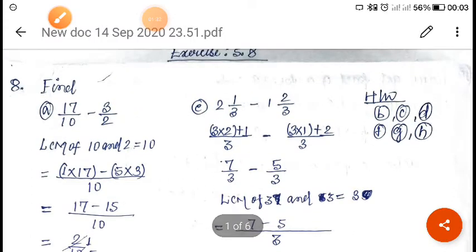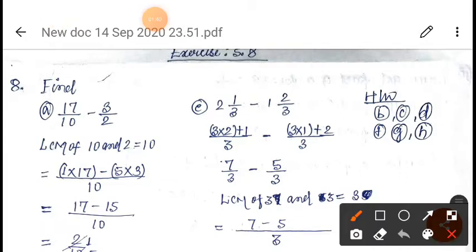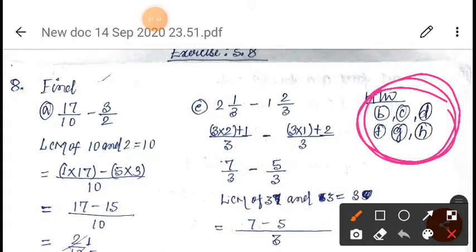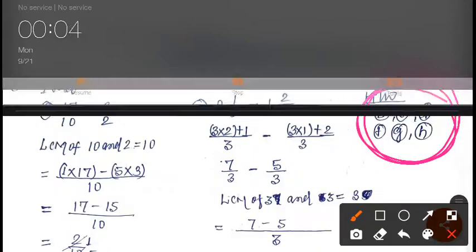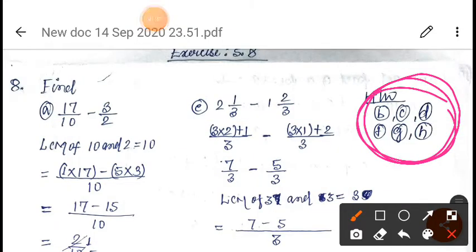Now next question: 2 3 by 2, 1 by 3 and 1 2 by 3. This is homework. As you can see, B, C, D, F, G and H are homework, right? So we will see number E.